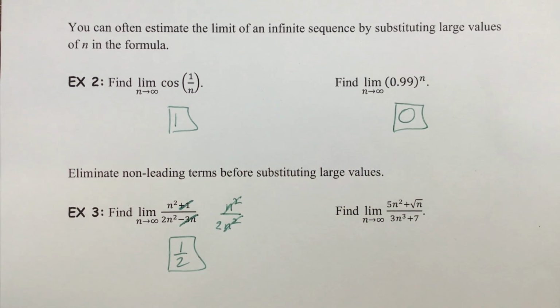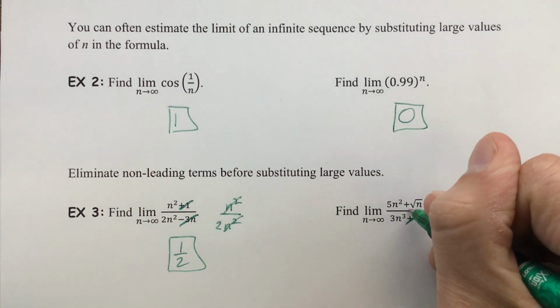All right, for the other, what we're going to do is take out non-leading terms. In the bottom, that is definitely going to be the 7. For the top, you do have a square root. You've also got an n squared. The n squared is going to be the more powerful term. The square root is actually going to reduce the size of the number that's inside of it. It does not make it larger. That is not a leading term.